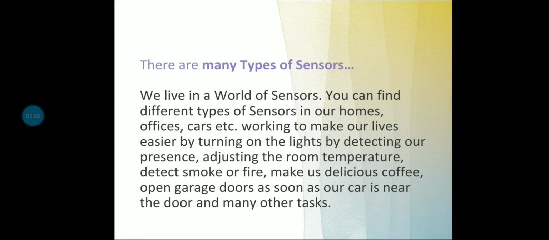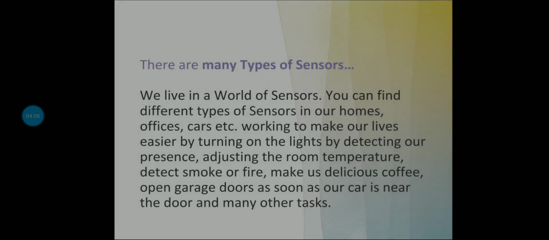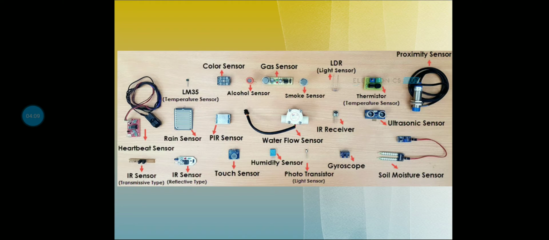I am also going to show you the screen showing the types of sensors today, but for the sake of time, we live in the world of sensors. You can find different types of sensors in our homes, offices, cars, etc., working to make our lives easier. By turning on the lights, detecting our presence, adjusting the room temperature, detecting smoke or fire, making us delicious coffee, opening or closing the garage door as soon as our car is near the door, and so many other tasks. So this is the very necessary need of sensors.